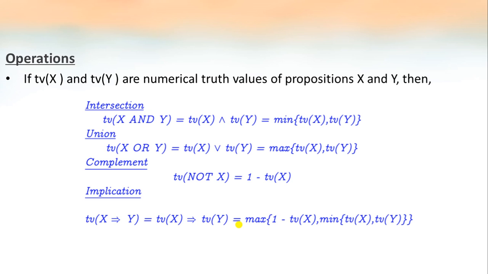Logic operation means implication, bidirectional, conjunction and disjunction of other propositions whose truth values are known. The basic operations are intersection, which yields the minimum of the two truth values. Union will take the maximum of the two truth values. Complement is the negation of a particular truth value, that is 1 minus the truth value of x. And implication is the maximum of the negation of x, that is 1 minus the truth value of x, and the minimum of the truth value of x and the truth value of y. First we will find the minimum of these, and 1 minus tv of x, and we'll take the maximum. That is the result of the implication of truth value of x implies y.